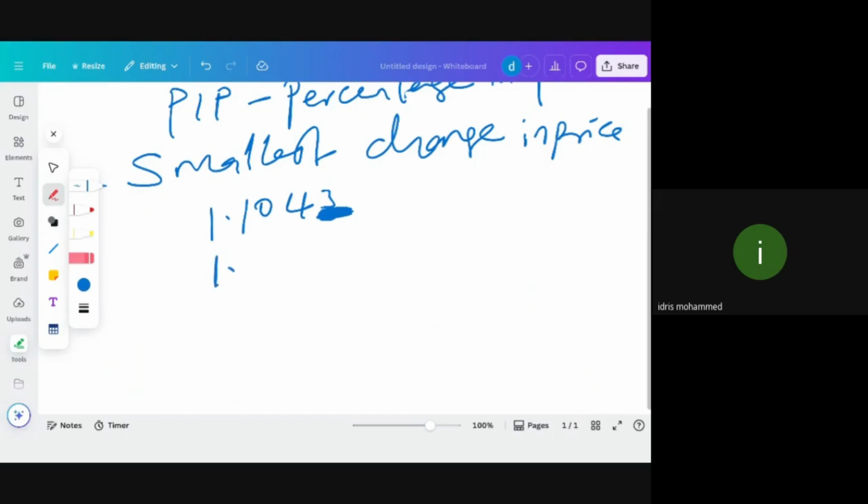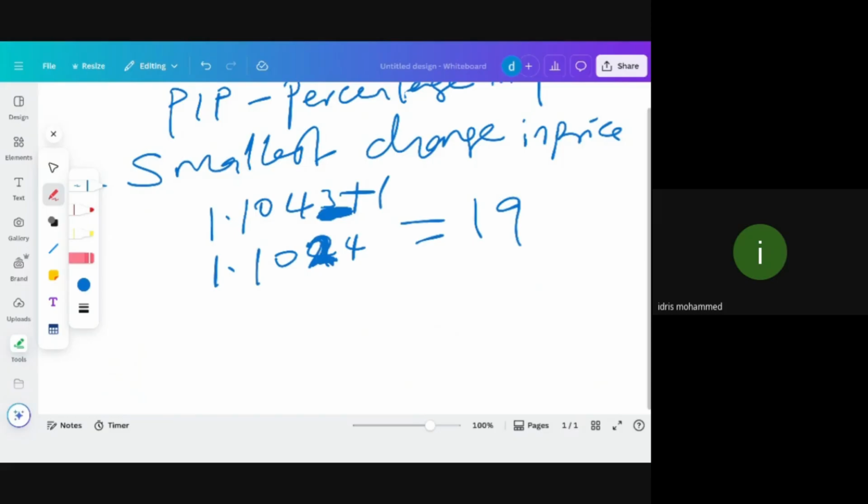Now, if this guy moves from like this to like this, how many PIP is that? 1 PIP, because 1 was added to this 3. But what if it moved from this 1.1043 to 1.1024? How many PIP difference is that? That's 19 PIP difference.